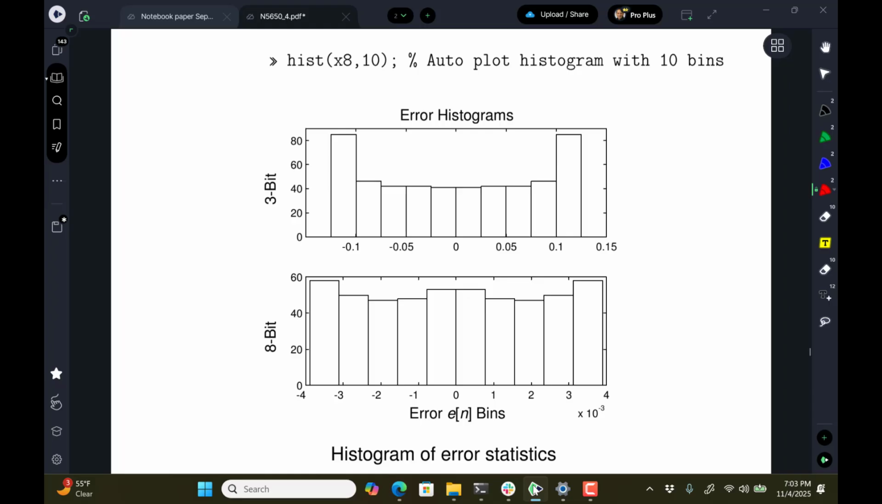8 bits is much better. You can see it's much flatter. It's more uniform-like even with 8 bits. So this again kind of justifies that this model is not too bad. It's acceptable.